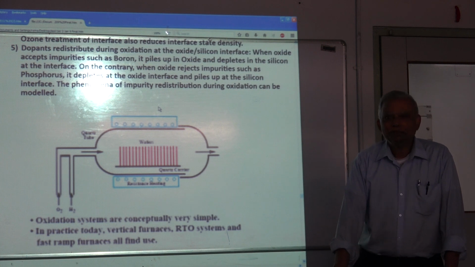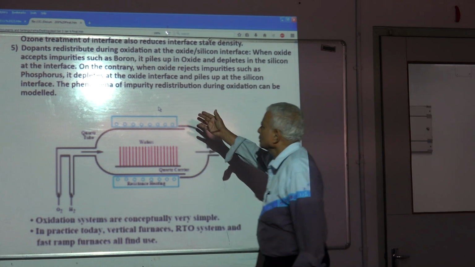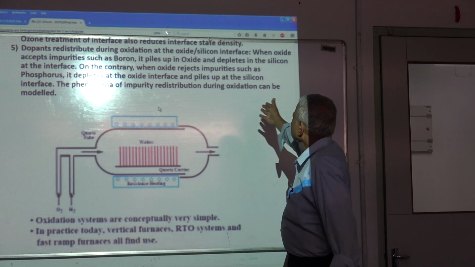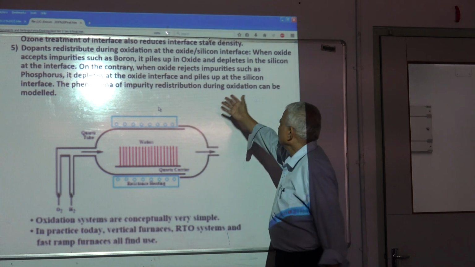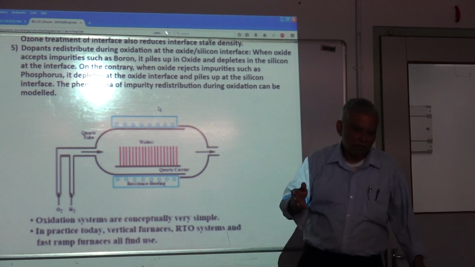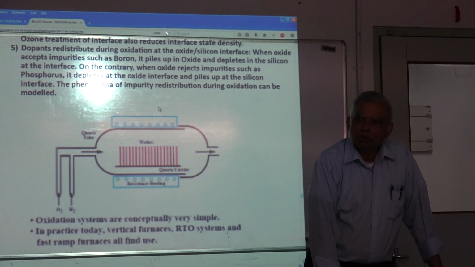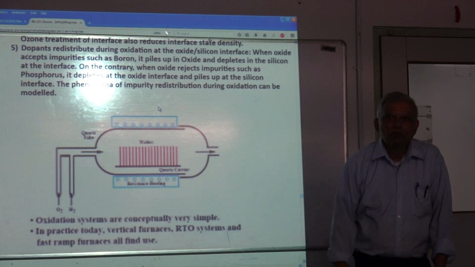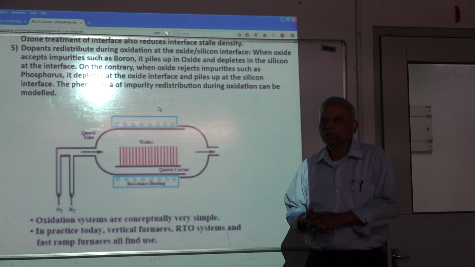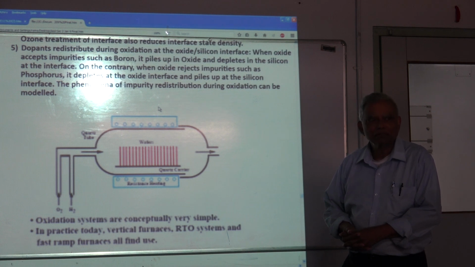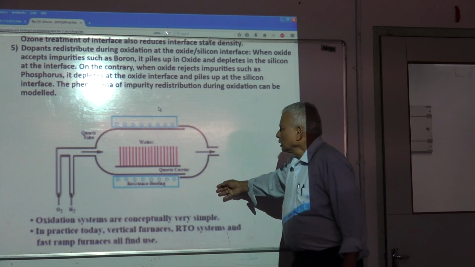So it's very important that we understand what oxide does to dopant, and this phenomenon has been modeled, and our friends are going to give you some details of how to model some of the dopant distributions. So I'm not going to elaborate too much because hopefully all those items will be covered in your simulations. Let's keep going.